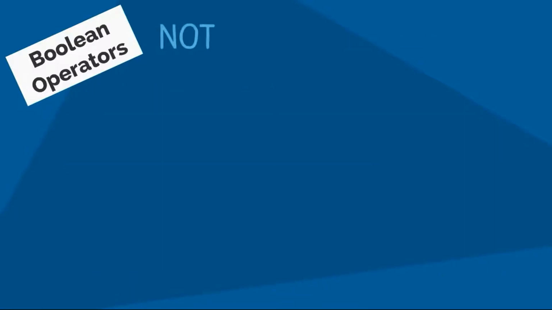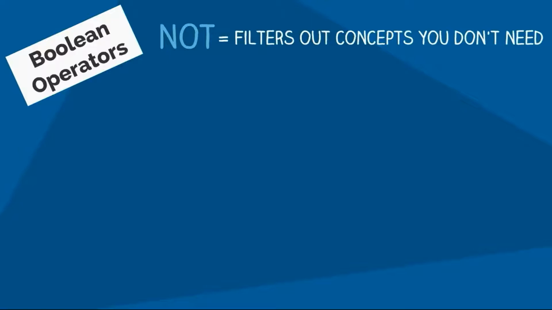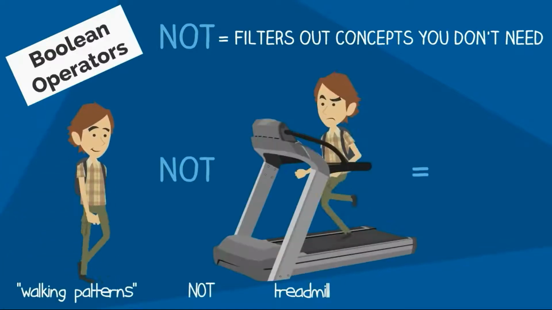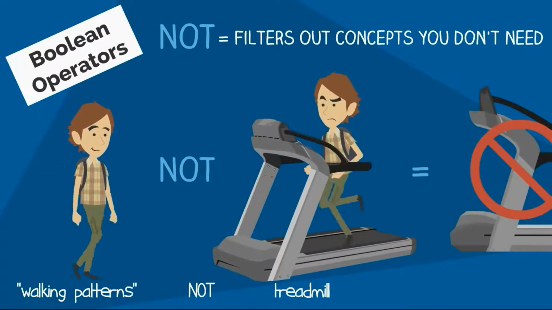Not can remove search results you may not need by filtering out specific words. For example, if you were interested in information on outdoor walking patterns and kept getting information about treadmill walking, you could search for walking patterns, not treadmill, which would help to remove some of this information from your list.